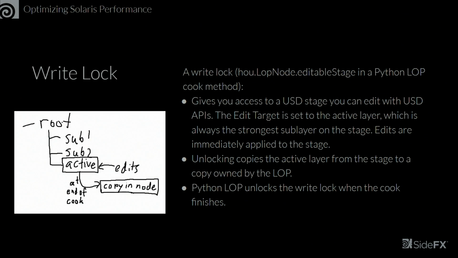When you unlock the write lock, the USD stage itself doesn't have to change at all, but we take that active layer and we make a copy of it into your XUSD data because you're going to need that later if this shared stage changes, and then you need to go back to the state of the output of that lop node. The Python lop unlocks the write lock automatically when the cook finishes.